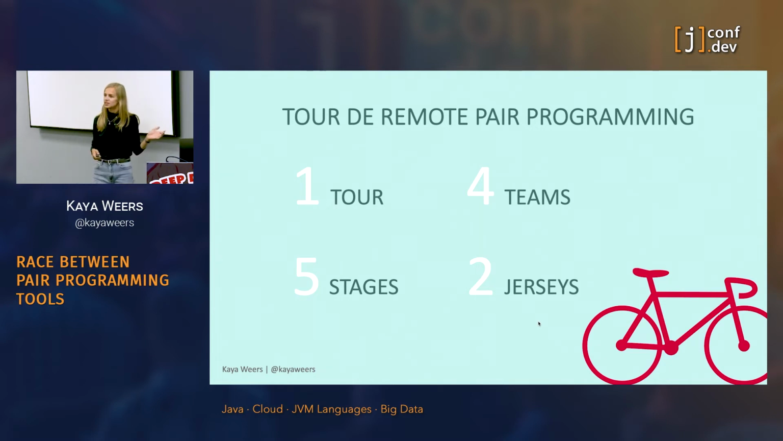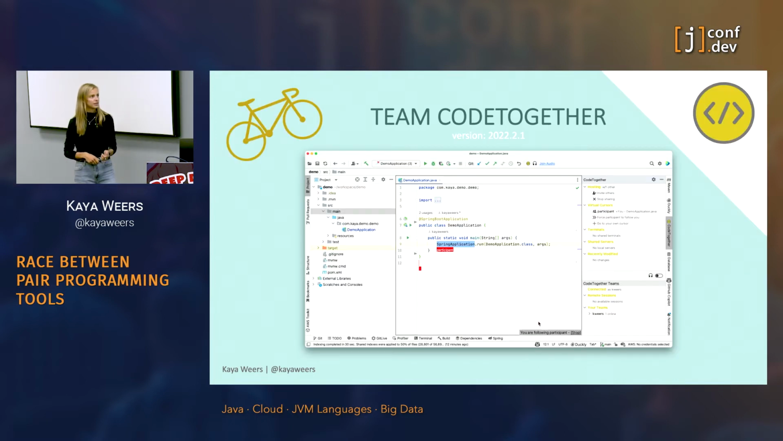So we have 5 stages, and the stages are about different aspects of the tool, and we're going to look into which one is better to use. And in the end, we have 1 winner, but we also have 2 jerseys to give away. A jersey is about a specific use case that a tool is really good at. So let's start by looking at the themes.